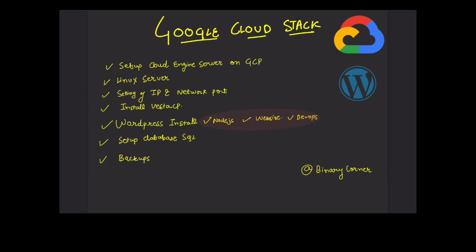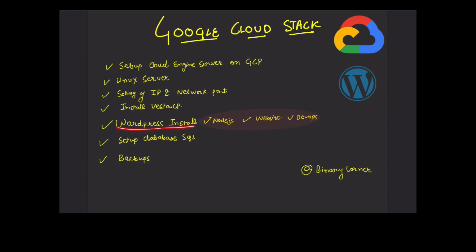So we'll first be setting up the Google Compute Engine servers on the GCP. It will be a Linux server, and then we'll be setting up IPs and network ports, and there are a few more things we will be talking about soon. Then we'll be installing VestaCP, a basic control panel. So basically it's a control panel where we can easily deploy and do things.